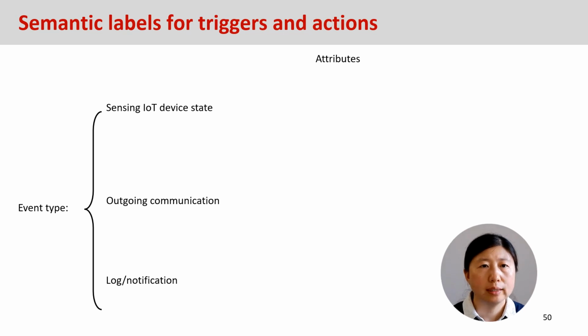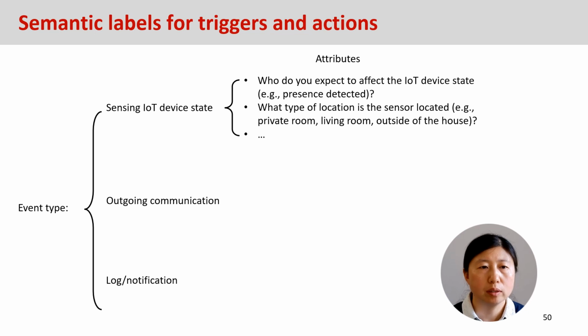Instead of, or in addition to having a simple label like secret or private associated with triggers and actions, we're going to attach additional attributes that can help the analysis later. These attributes differ based on the event type. To collect these attributes, we can ask users a set of templated questions. For example, for sensing IoT device state, we might ask, what do you expect to affect IoT device state? For example, presence detected. Another example question would be, what type of location is the sensor located? Is it a private room, is it in a living space, or outside the house?